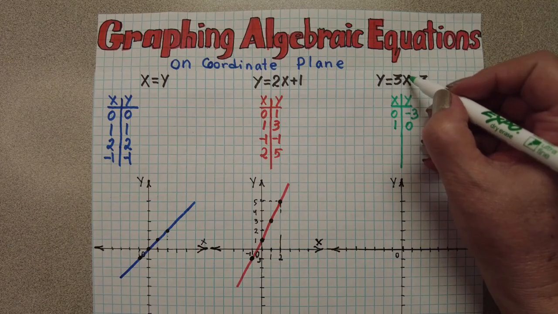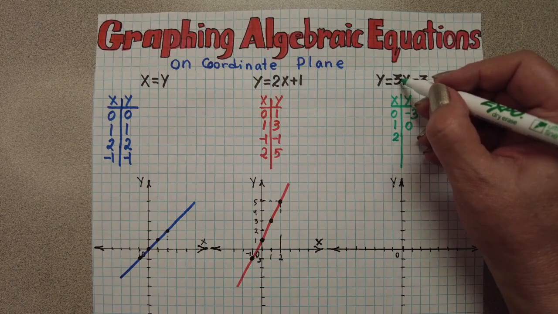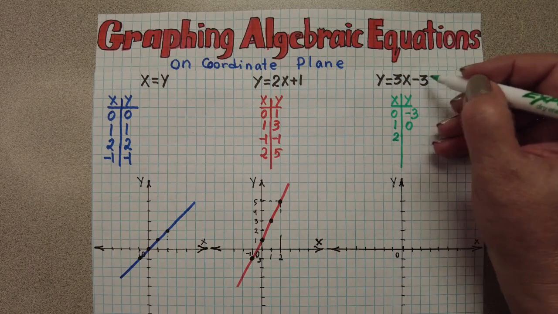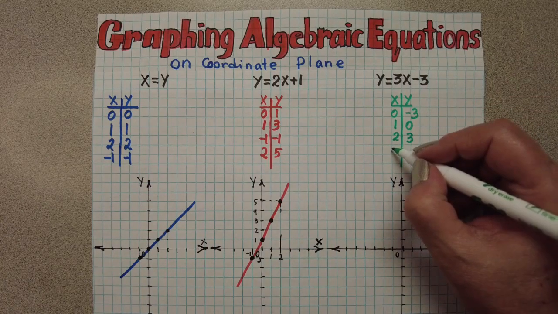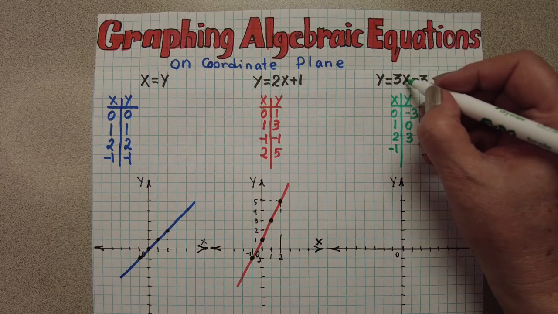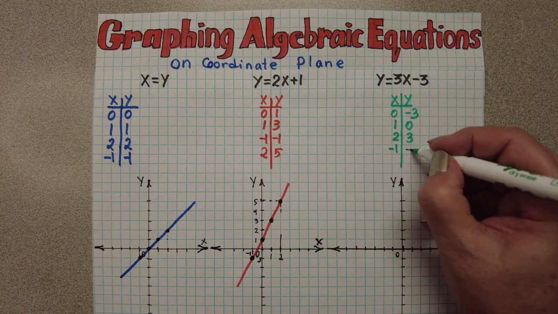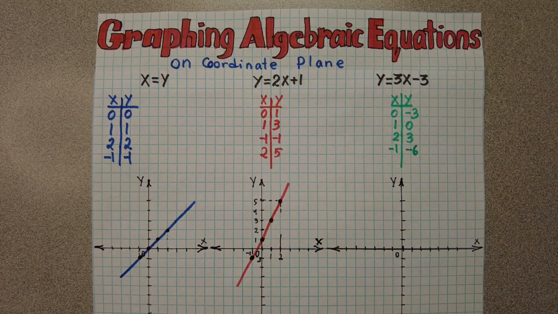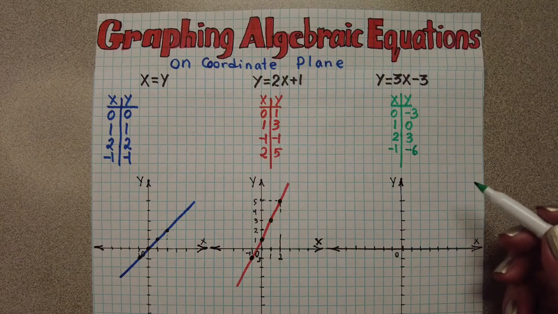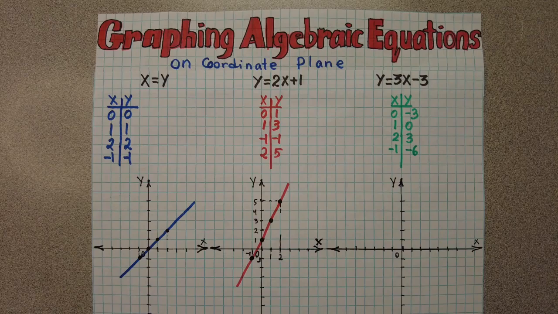Next, let's give x 2. Our x equals 2. 2 times 3 is 6, minus 3 is 3. Let's do one more negative. If our x is negative 1, negative 1 times 3 is negative 3. Negative 3 minus 3 will be negative 6. Now let's put these ordered pairs on the coordinate plane and see how we can make our line in here.